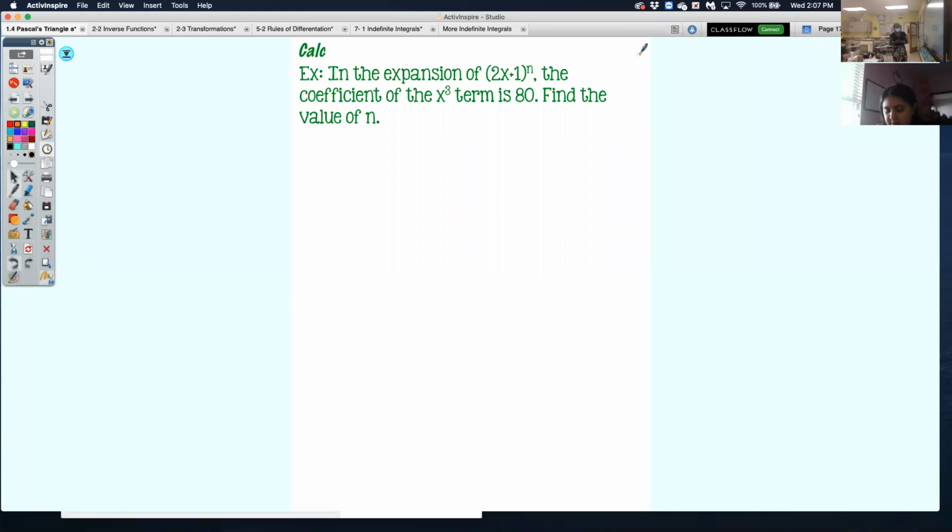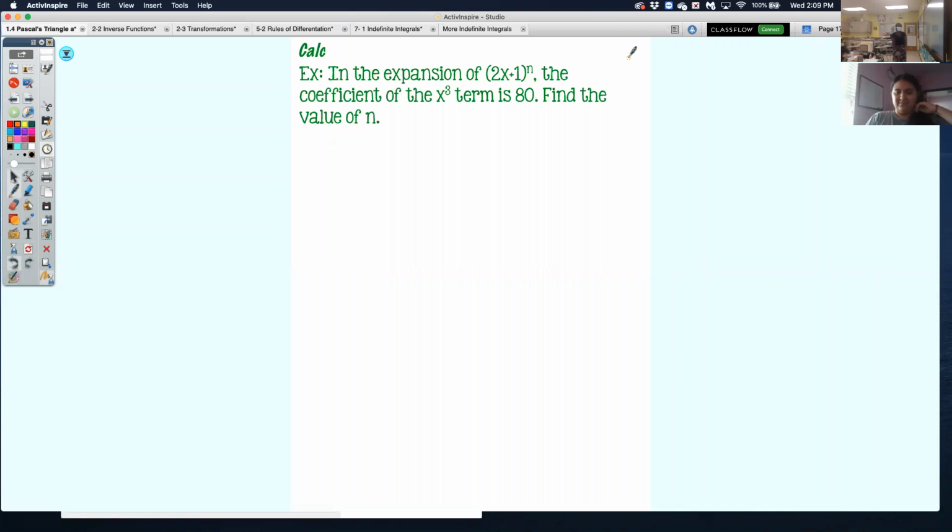So still continuing with binomial theorem, we are going to look at this example where it says in the expansion of 2x plus 1 to the n power, the coefficient of the x to the third term is 80. We have to find the value of n. This one is a calculator problem, so make sure you have out your calculators.